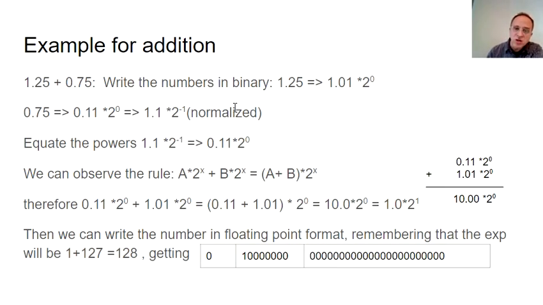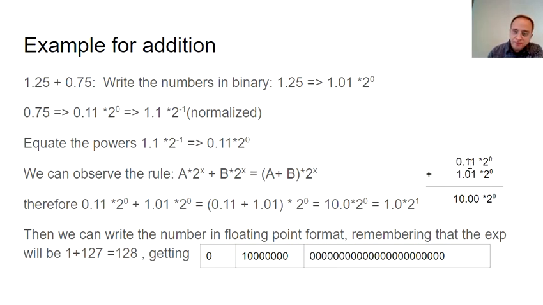So we take 2 numbers that are normalized. Then we equate the powers, which means we're going to have to move the decimal point around. And then we can observe the following rule, which we just saw before, which is that if you have 2 numbers, A and B, and you want to add them, and they are multiplied by the same 2 to the x, where x is the same number, it's equivalent to A plus B times 2 to the x. That's what we saw in the previous slide. So I'm just going to, for the moment, ignore the 2 to the 0. Well, here I write it down, and I'm going to add these numbers.